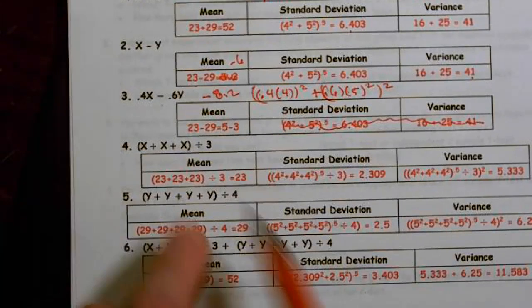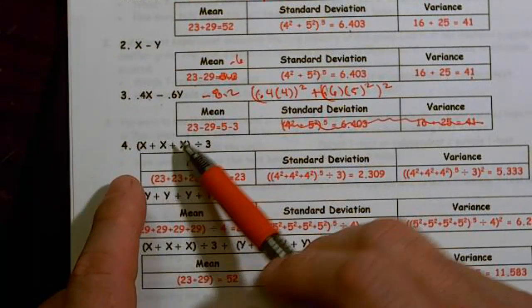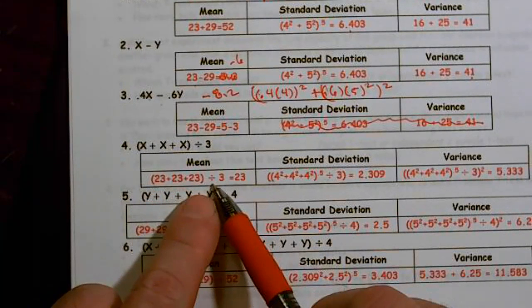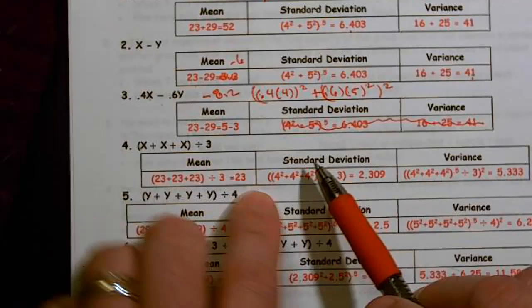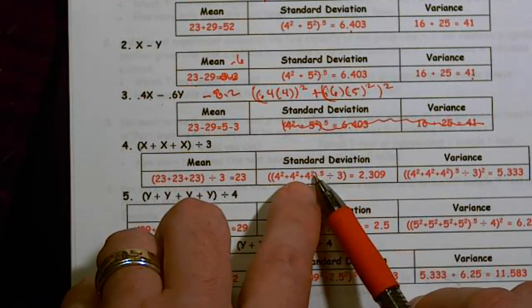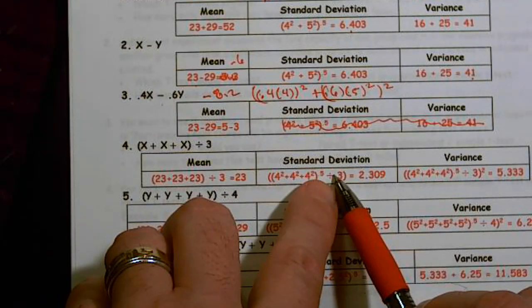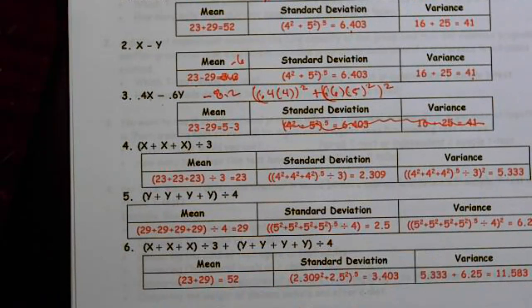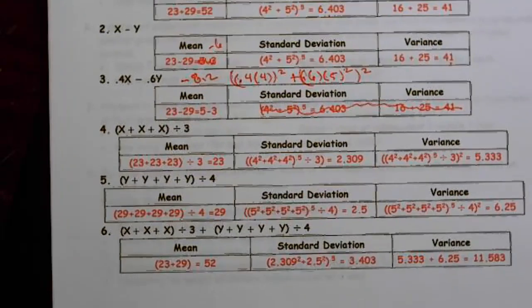What if we had multiple? Well, x plus x plus x, divided by 3. I just added them all up and added up all my means, divide by 3. With standard deviation, 4 squared plus 4 squared plus 4 squared, raised to the half power, then divide by 3. Variance is essentially the same thing, but I have to divide by 3 squared. And that's the way these all generally fall out. And so there's your work shown for the others.